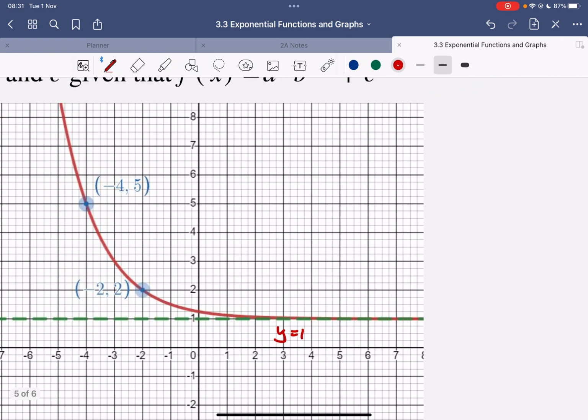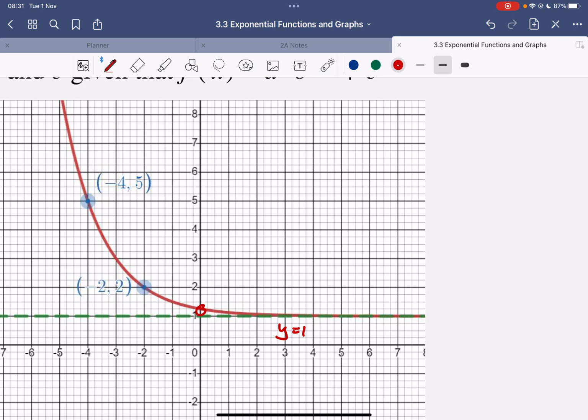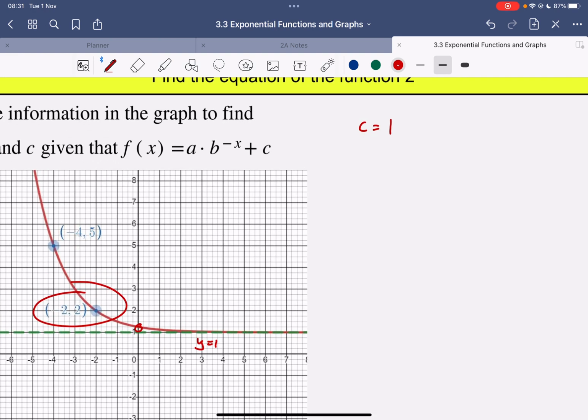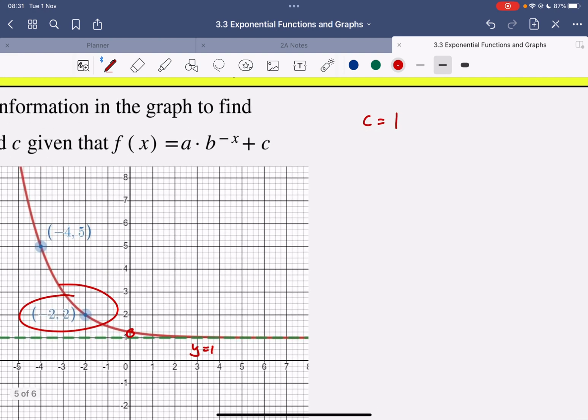Now we haven't got the coordinate that it goes through here, but they do give us -2, 2. So let's have a look at that. That's 2 comes out when we have the A value, don't know what that is, times the B value to the power of -2, and then I'm adding on 1. Now here we can see that we've got 1 equals AB squared. Now that doesn't really help me because that's one equation with 2 letters that I don't know.